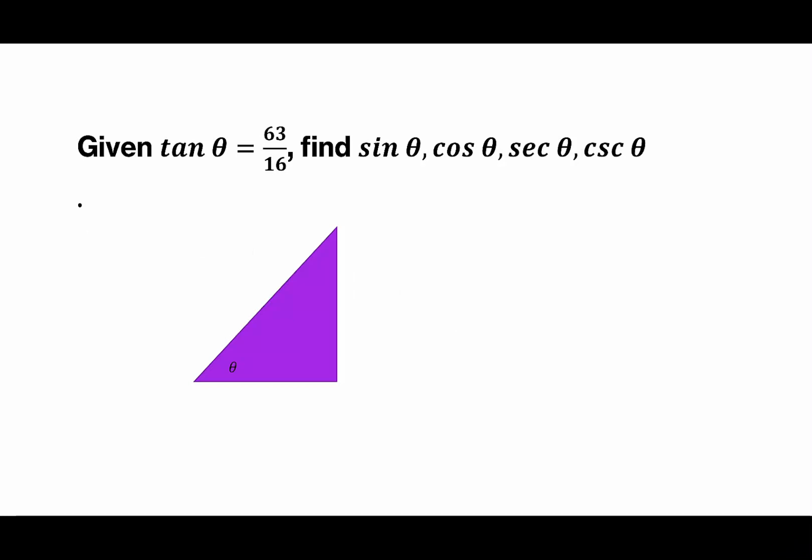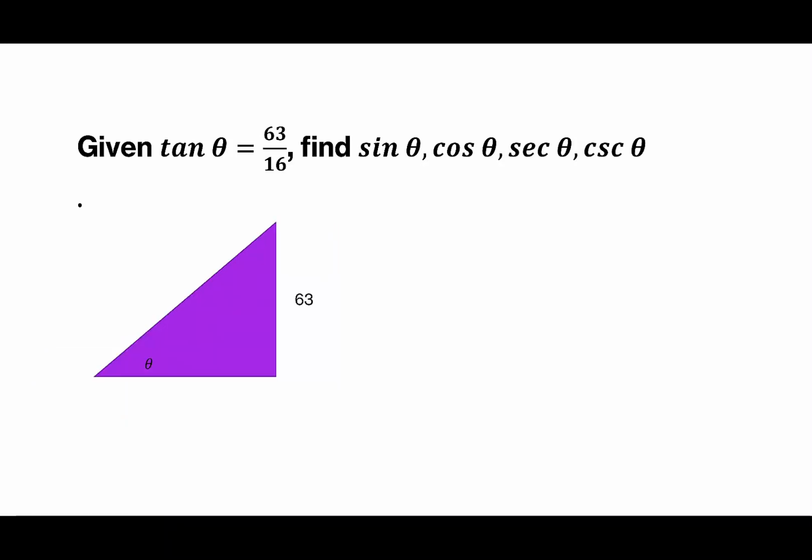Since theta is greater than or equal to 0 and less than or equal to 90, I know that it belongs in the first quadrant. That says all of our values are positive, which is really helpful. So we'll use this triangle as our reference. So you can see where I have theta indicated. Now we can use the tangent is 63 over 16 to fill in the base and the height. The height is the opposite, which is 63. Then the base is the adjacent, which is 16.